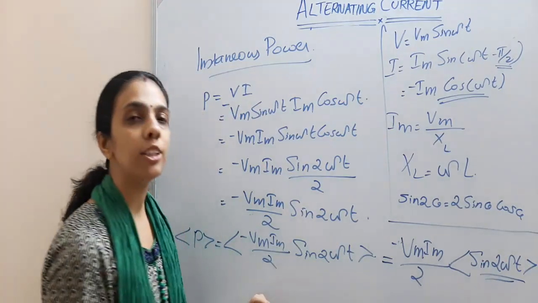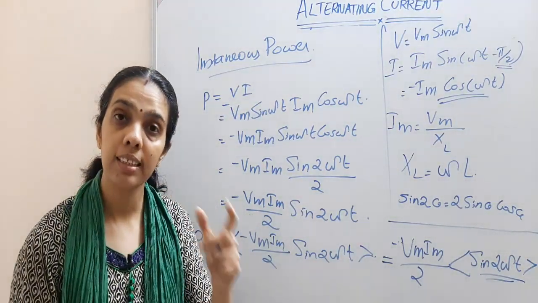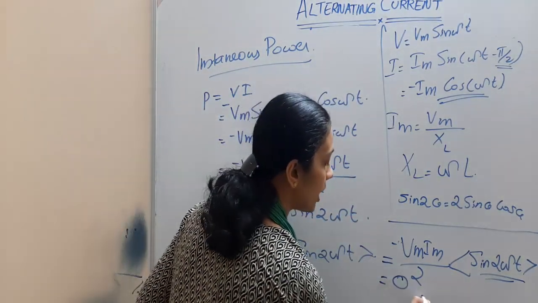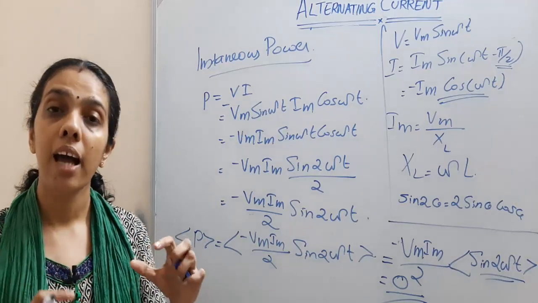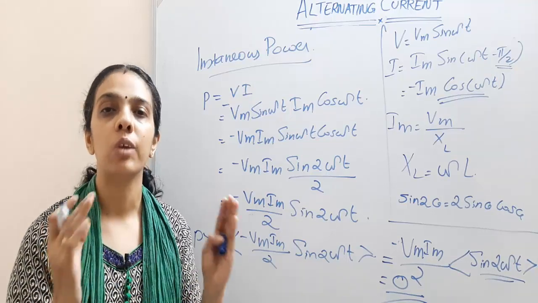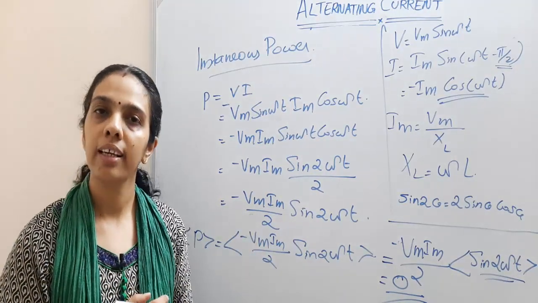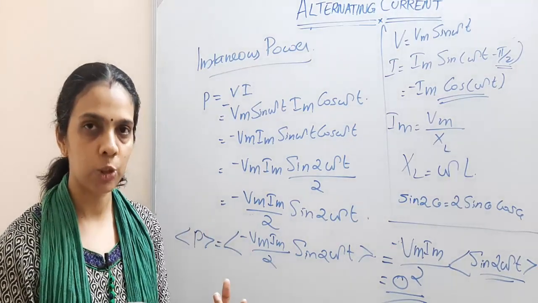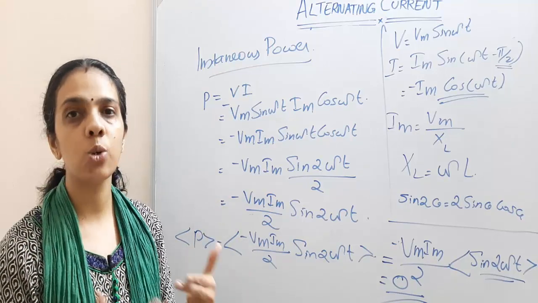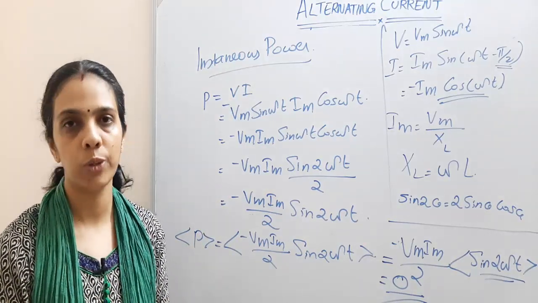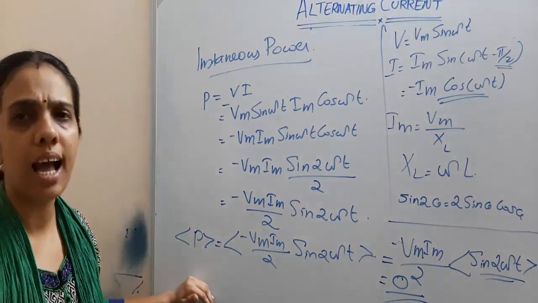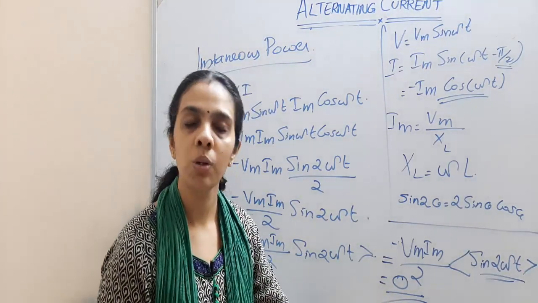What is the average of sin 2 omega t? The average of sin 2 theta is equal to 0. Therefore, the final average power we get is 0. The average power over an AC cycle passing through an inductor is equal to 0. Clear? In the case of a resistor we also did the average power, and there we got the same value as for a DC source, only with the RMS value considered. But here the average power is 0.